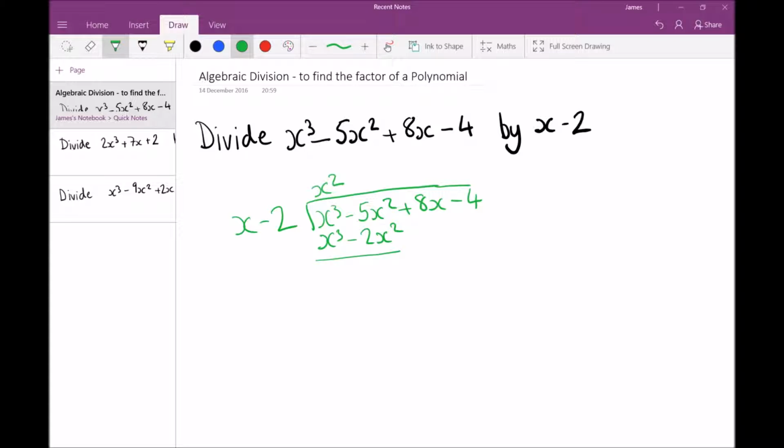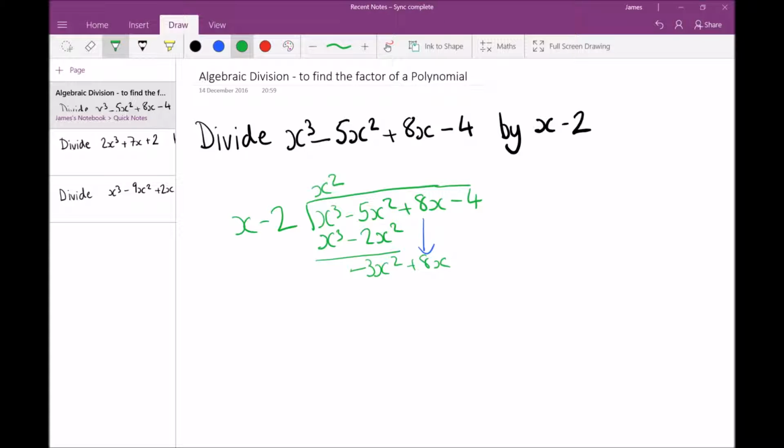Now we subtract the 2 away from each other. So x cubed minus x cubed is 0. Minus 5x squared minus 2x squared is minus 3x squared. Okay, and so we bring the 8x down. Okay, so then we get plus 8x.